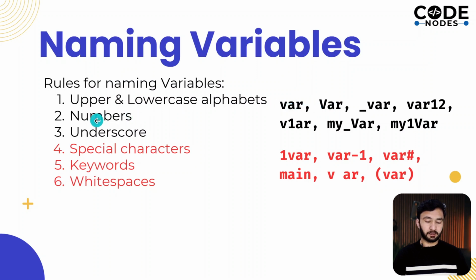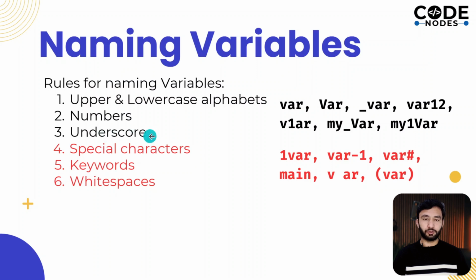The second is that you can use numbers in variable names. As you can see in the black examples, var12 and v1ar are both correct because you have used the numbers at the end or in the middle of the variable name. But you cannot use digits at the beginning of a variable name. As you can see in red, 1var is considered an incorrect variable name.